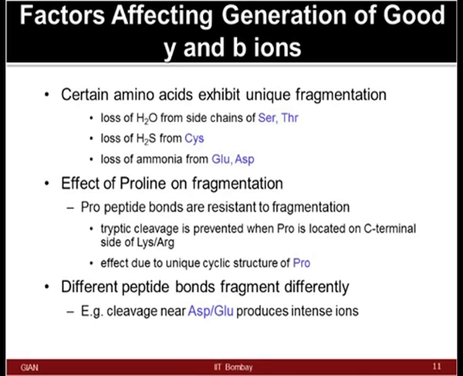Different peptide bonds fragment differently, especially because there are certain amino acids near which very intense B ions are produced. Therefore, aspartate and glutamate are going to create some anomaly in terms of the reporter ion intensity. What it means is that it is not always your collision energy and your sample preparation that are the only factors. The abundance of amino acids present in your given proteins is also going to govern how good your fragmentation is going to be and what kind of intense ions you are going to see.